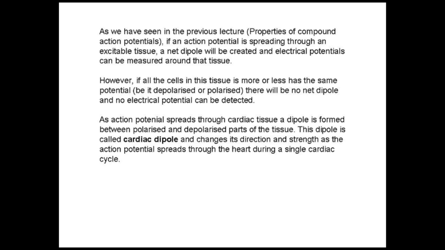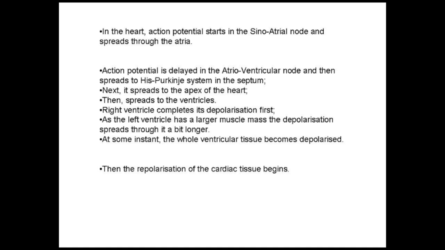This dipole, during a single cardiac cycle, changes its orientation and its size, as we will see in detail now. Just a quick reminder that in the heart, the action potential starts in the sinoatrial node and spreads through the atria first. Then, when it comes to the atrioventricular node, it slows down a bit, and then it spreads to the His-Purkinje system throughout the septum, and then it starts to spread to the ventricles.